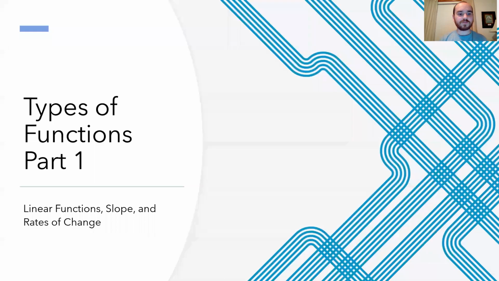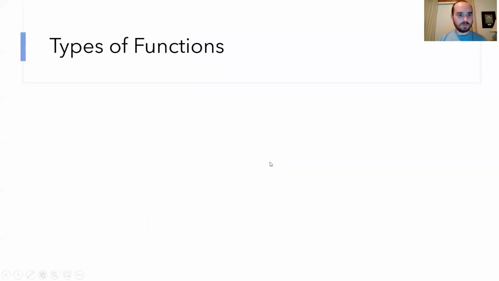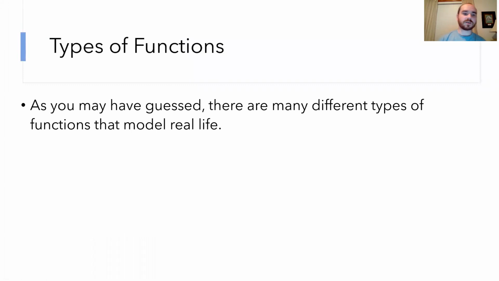All right. So today we are going to start moving on from talking about how we describe functions and start talking about the different types of functions we actually look at in math class. So let's go ahead and jump into it. All right. So types of functions. Today we're going to be looking at linear functions, slopes, and rates of change. And then tomorrow we're going to be talking about nonlinear functions and a couple of other things that go along with functions in general.